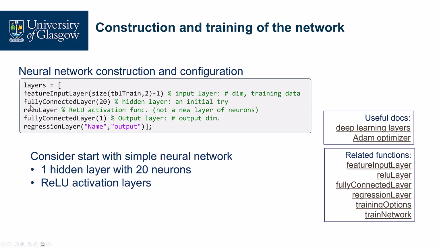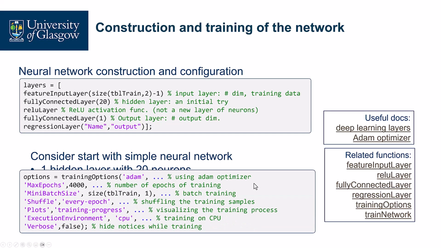Then I add a ReLU layer. This doesn't mean it is another layer with the ReLU activation function. It means that the hidden layer has the ReLU activation function. Then I provide the output layer with 1 output, and this is a regression layer. So this is how we build a neural network. For details, you can look at that, right? Now we already have the neural network that we have planned.